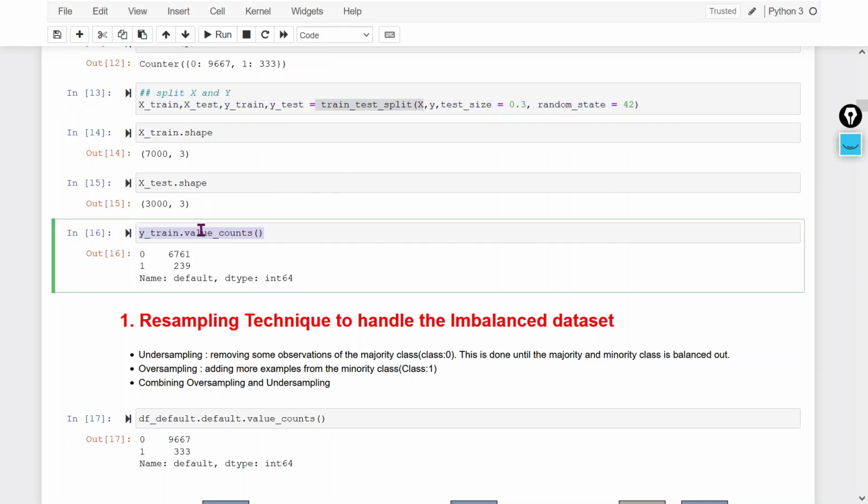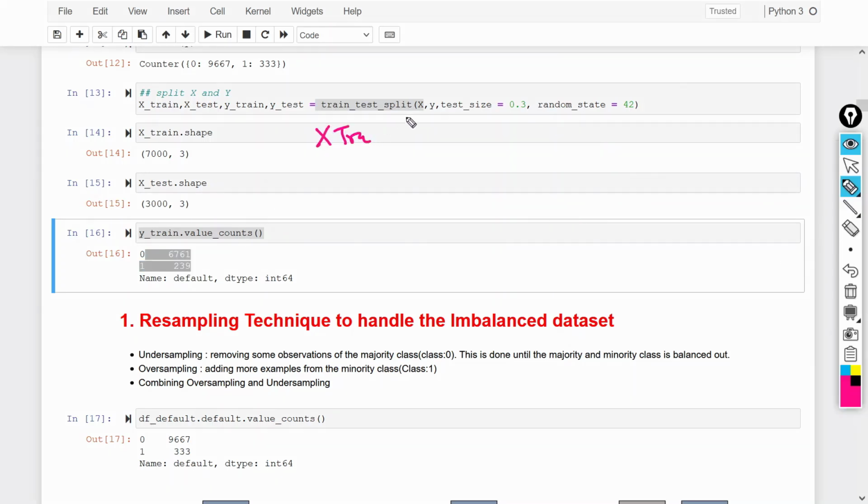So if you see in the y_train, these are the class distribution. This is still imbalanced, so we have to make it balanced. Now the question comes. Till here, I have X_train and y_train. Also we have X_test and y_test. Now we have to train our model.